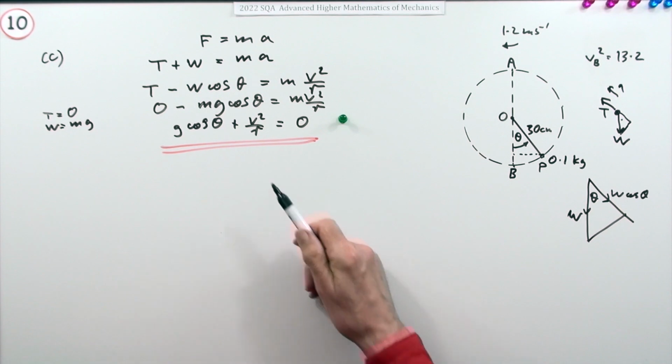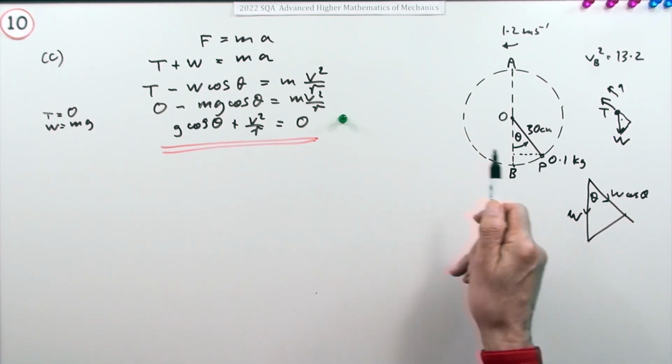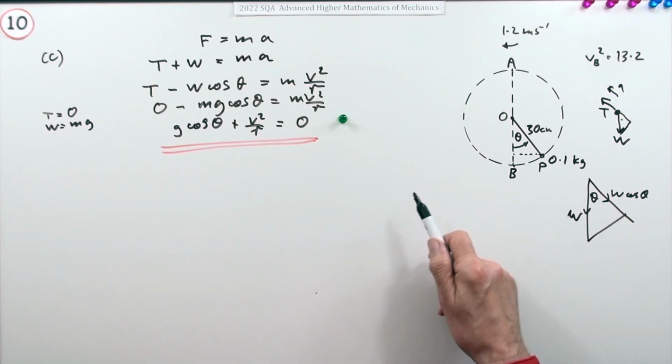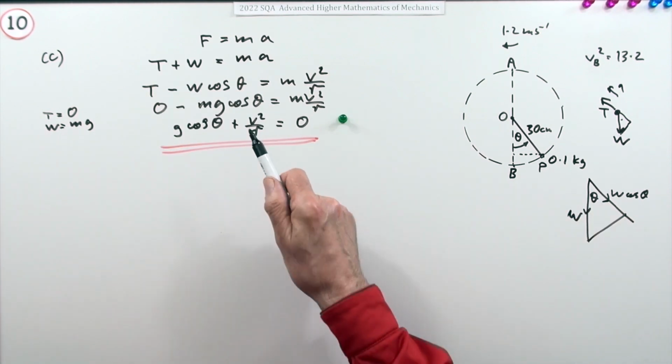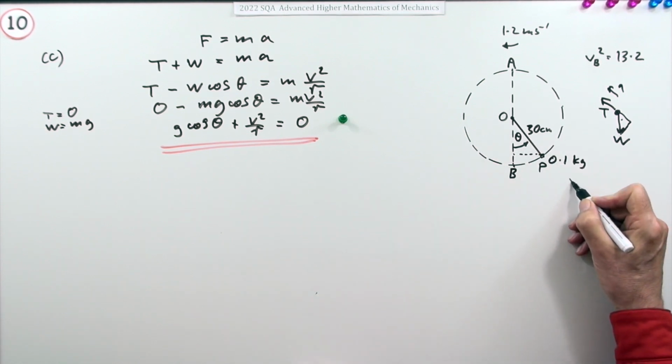So that's the equation you're going to work with to find what that theta is, except you don't know what v is. So you're back to part A now, so we're going to have to use that energy equation separately to work out what v is. So we'll just draw this part again slightly bigger.